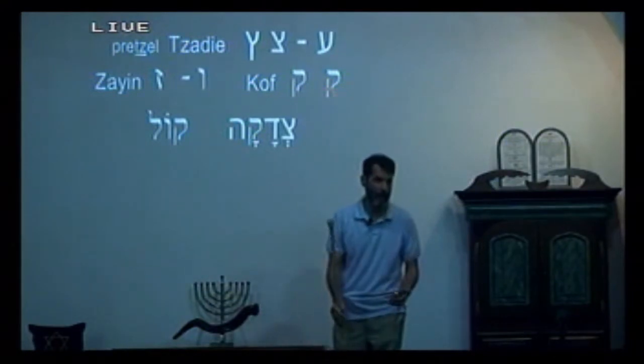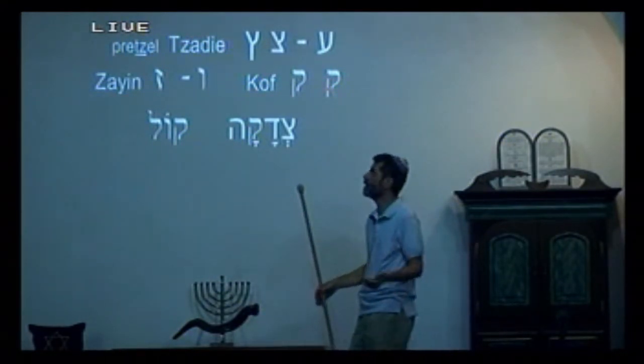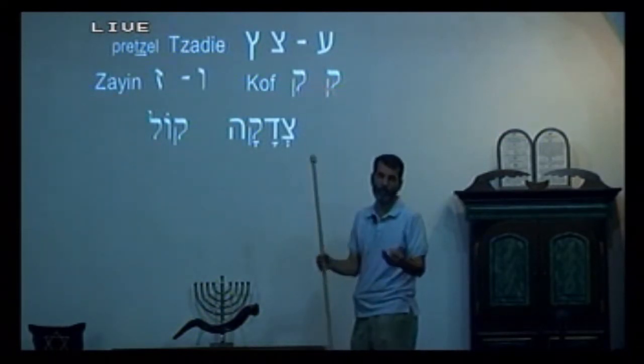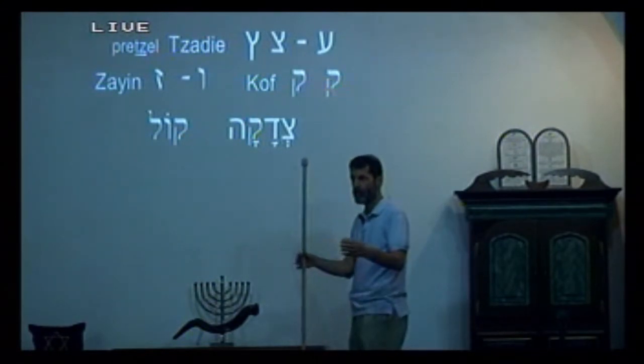The tzedakah box, in the synagogue, we put your offerings, right? A tzedakah box. It comes from the word tzedek, righteous. So charity, righteousness, all from the same root.